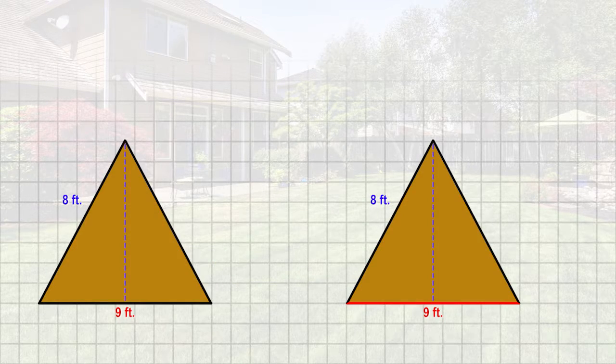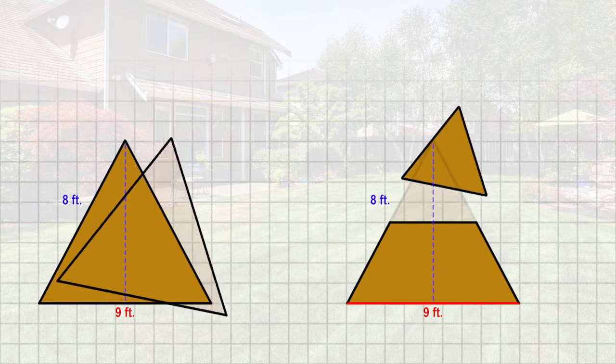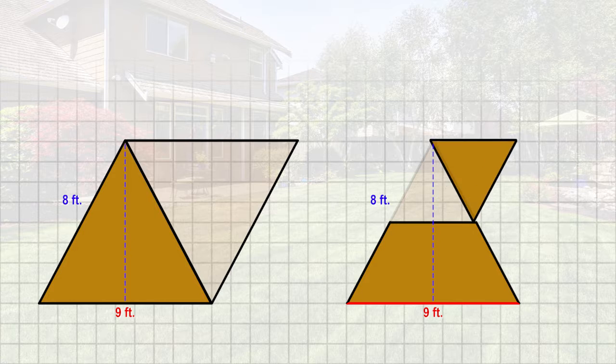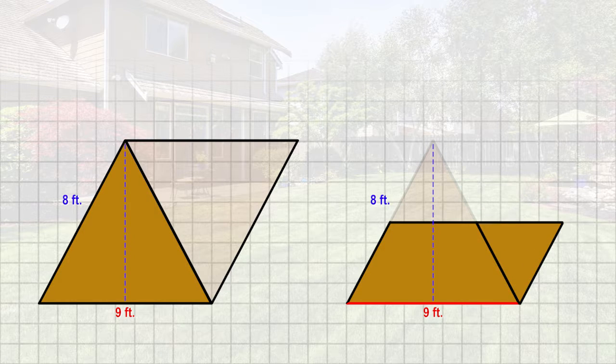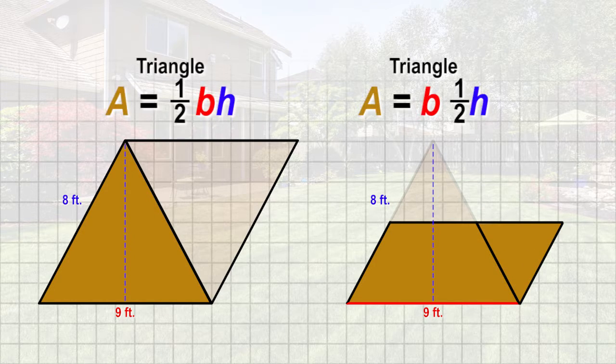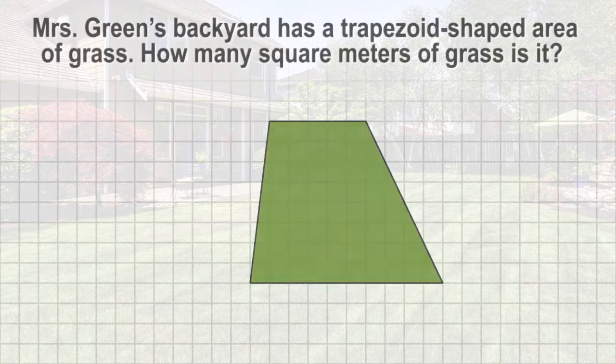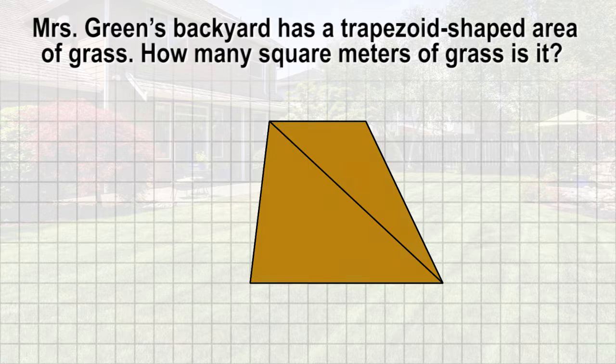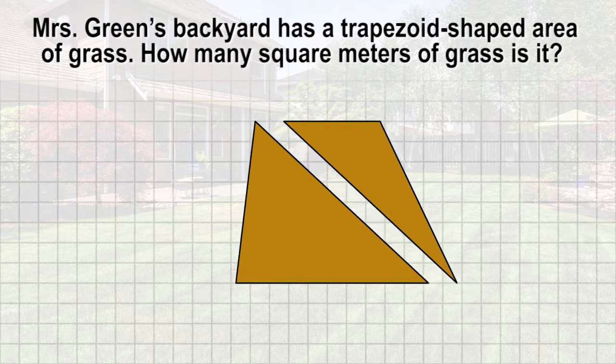In a previous lesson, we discovered that we can find the area of triangles several ways. We could decompose triangles into rectangles, parallelograms, or trapezoids. We found we could find the area of a triangle by taking 1/2 of the base times the height. One way to find the area of this trapezoid is to cut the trapezoid into two triangles.